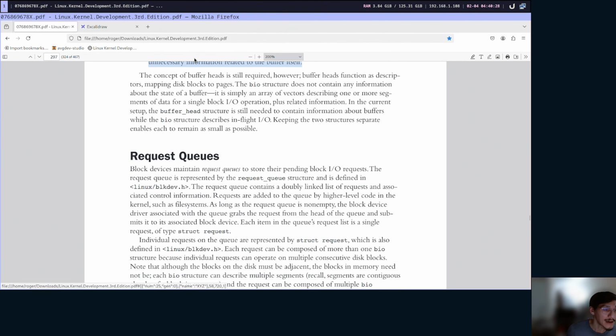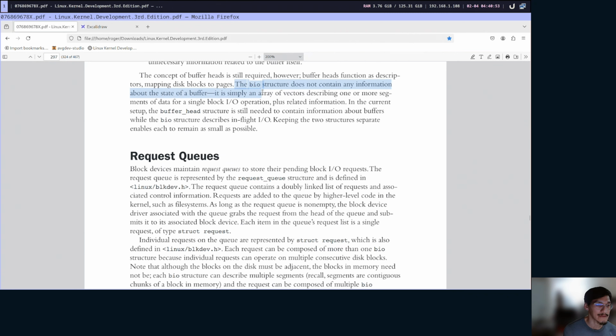Okay. The concept of buffer heads is still required. However, buffer heads function as descriptors mapping disk blocks to pages. The bio structure does not contain any information about the state of a buffer.